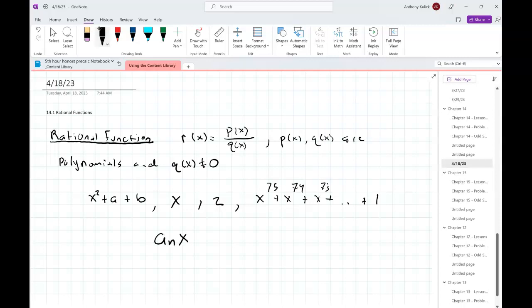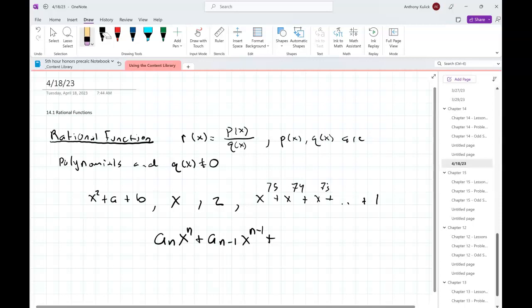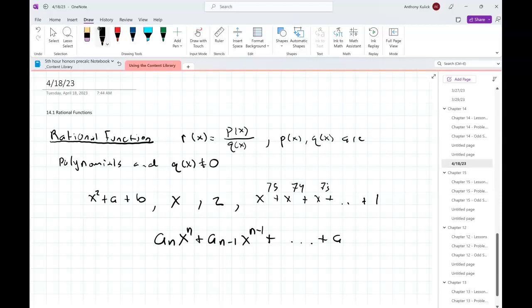In general, the way we write a polynomial is it's going to be a coefficient times a power of x. Now the key here is that a polynomial is going to have finitely many terms. You can't have an infinitely long polynomial. That's something else. That's called a power series. It's a calculus topic. But that's kind of what we mean by a polynomial.